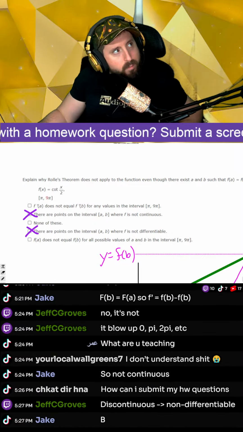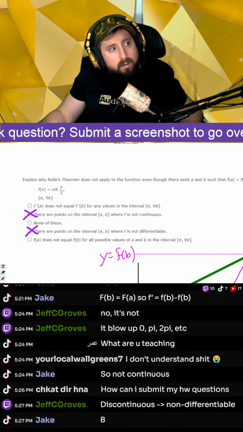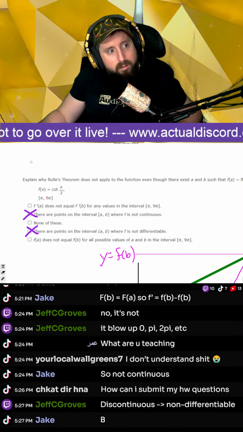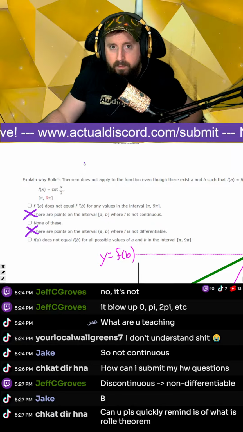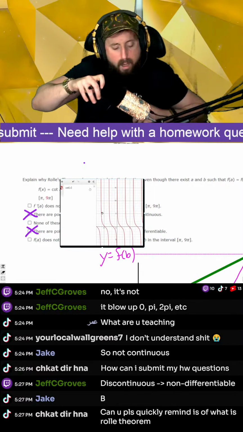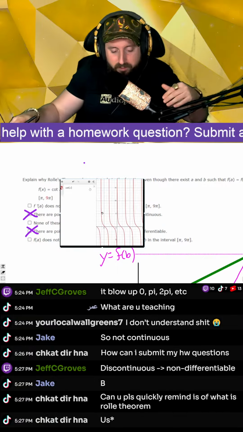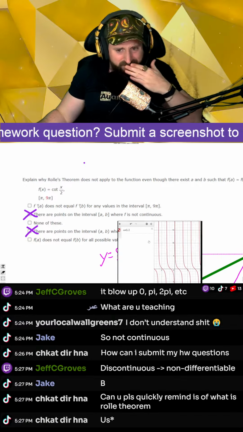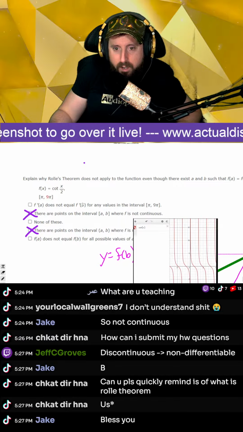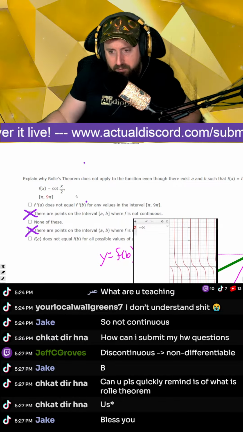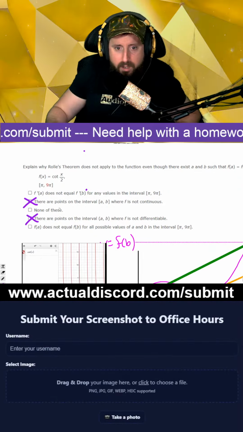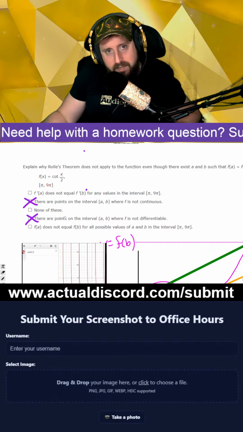Yeah, River showed a picture of cotangent. Let me pull it up real quick. Thanks, River. Yeah, you can't take the derivatives. So yeah, and then this is true. The derivative does equal, f prime of a does equal f prime of b in certain places. Thank you, Jake. So I think it's just b and d.